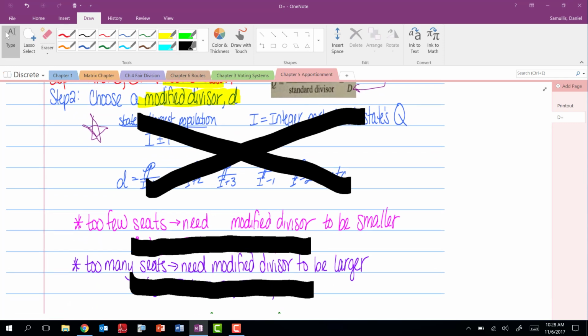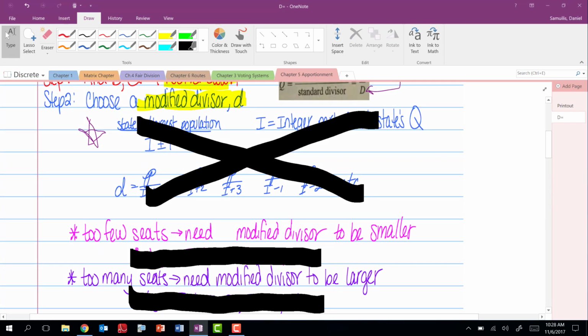Here's what you need to do to choose a modified divisor. If too few seats are given out, then what do you need to do? You choose a modified divisor that's smaller, because what happens when you divide by a smaller number? What does the answer become? When you divide by a smaller number, what does the answer become? Bigger. And that's what you want. You didn't give out enough seats, so you need to choose a smaller modified divisor to make the seats given out become larger. That's mathematical common sense.